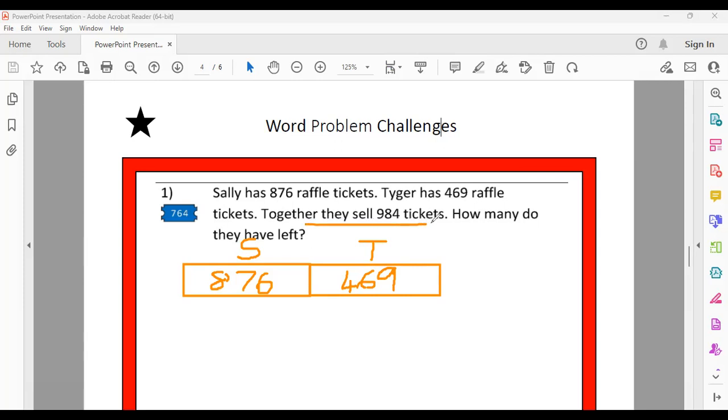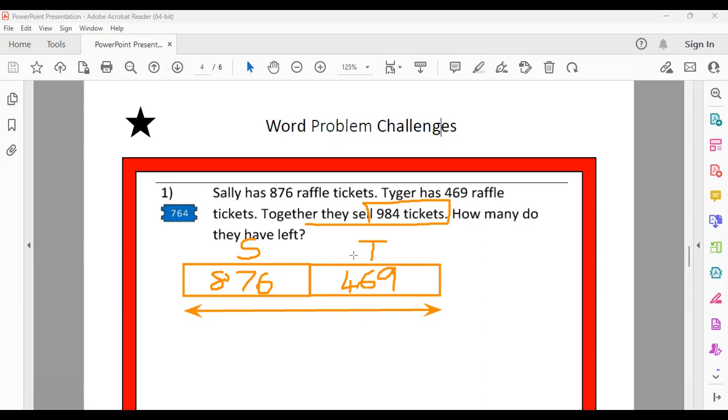Now, together they sell 984. But first, we must find what is together. Together means both of them added together. So, can I have your answers in the chat? What is the total for Sally and Tiger first? That's the answer I want. All of you should be giving me the same answer. Okay, put in chat. How much is Sally and Tiger all together?